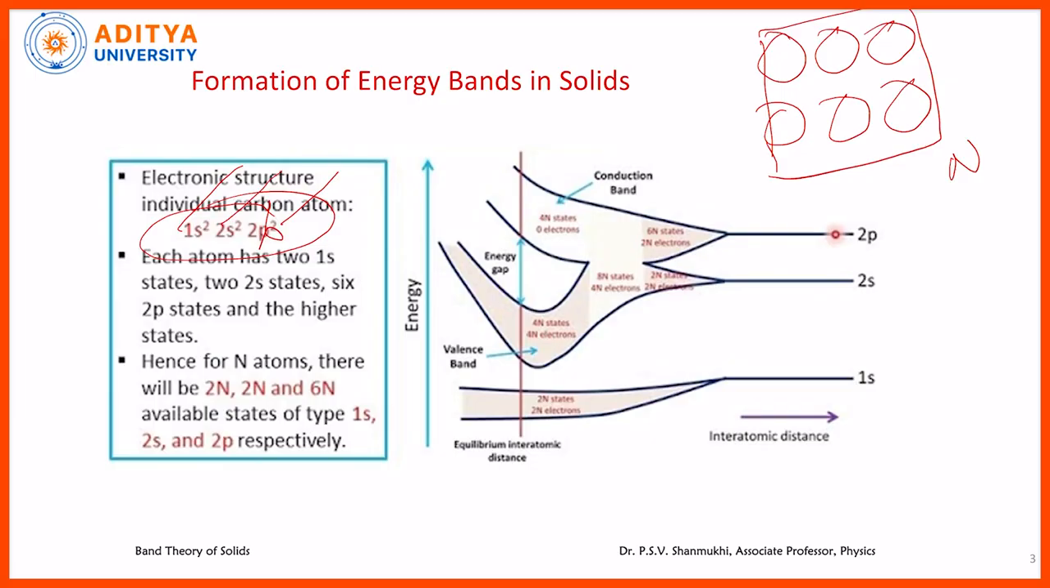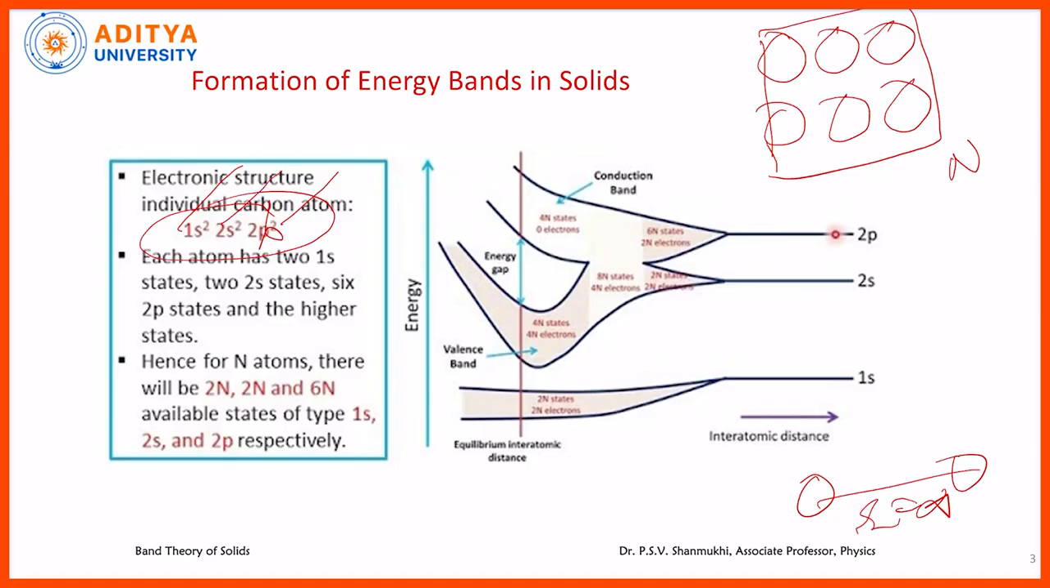All these energy levels interact when the interatomic distance is reduced. When two atoms are separated by infinite distance, r equal to infinity, there is no interaction at all. Whenever these atoms are brought closer and closer, interaction starts. Because of the interaction, all the electrons having the same energy range form energy bands.